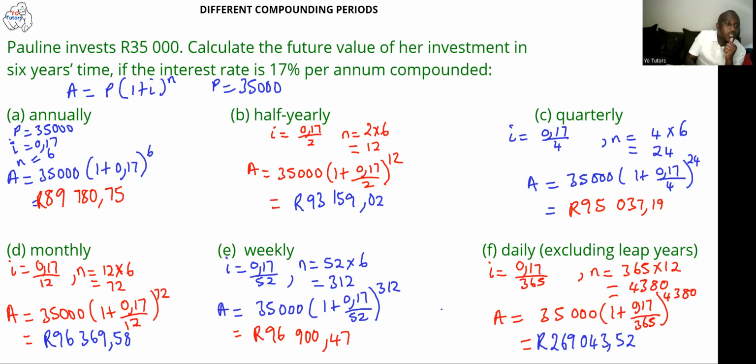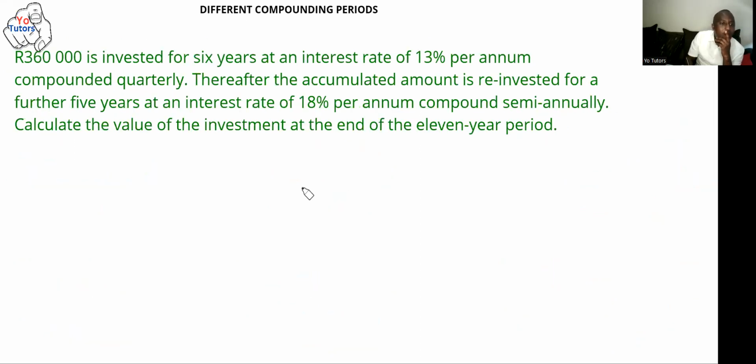Okay, let's go on to our next slide. Now what we have here is an investment. 360,000 is invested for 6 years at an interest rate of 13% per annum, compounded quarterly. Thereafter, the accumulated amount is reinvested for a further 5 years at an interest rate of 18% per annum, compounded semi-annually. Calculate the value of the investment at the end of the 11-year period. Now, I think we've done this in our previous lecture. We now know what we do. We split this. So how do we split? We have our timeline.